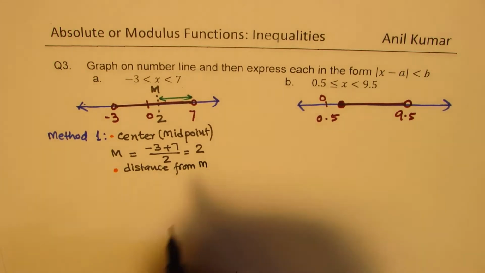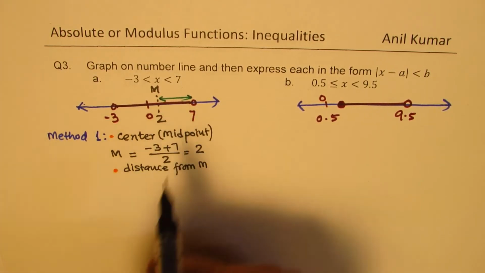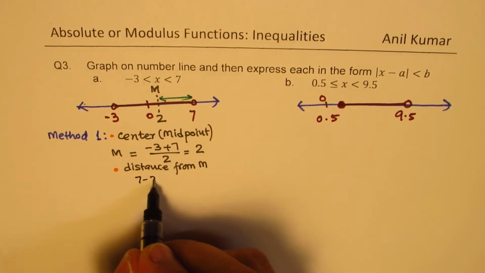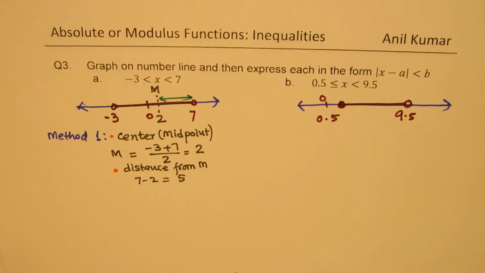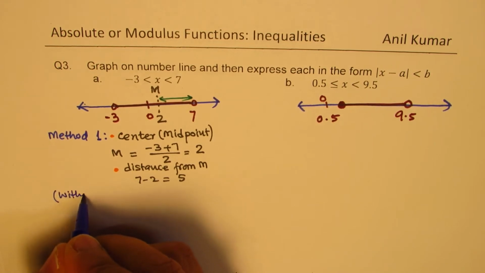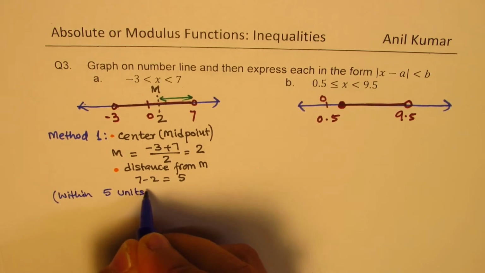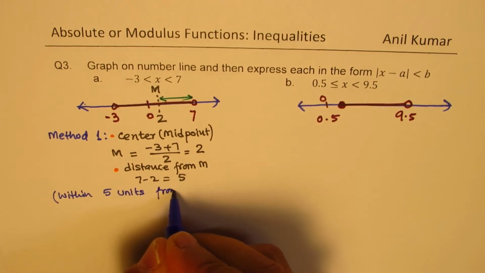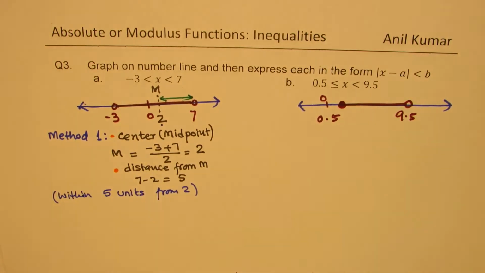Let's say the distance from m of the extreme value. For both it is the same, that is the midpoint. 7 minus 2 in our case is 5. So we know we are within this. So the concept here is that you need to think about something within 5 units from this point. That is how you could understand the definition and work on it.